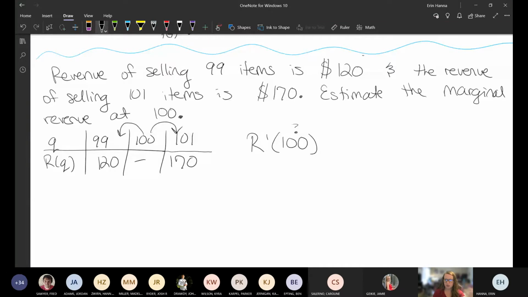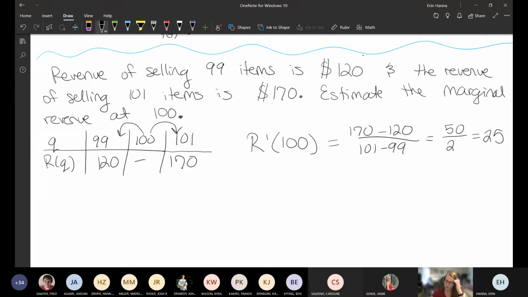We can't do that here because we don't know what the revenue at 100 is. So what we're going to do instead is the next best thing, which turns out to be equivalent. We're going to take the average rate of change just between 99 and 101. So we'll take our 170 minus 120 over 101 minus 99, 50 over 2. Y'all know my arithmetic's bad, but I think that's right.